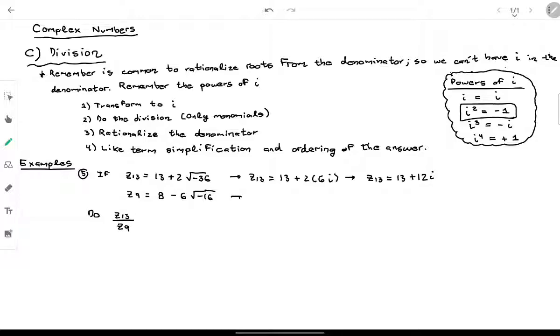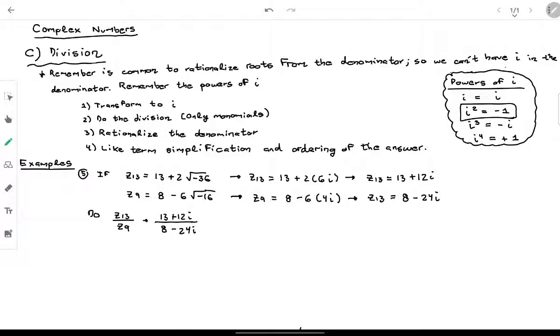And the other one is going to be equals 8 minus 6 that multiplies the square root of 16, that is going to be 4i. So it's going to be 8 minus 6 times 4, it's 24i. So in this case, it's going to be the numerator 13 plus 12i, all of it divided by 8 minus 24i.